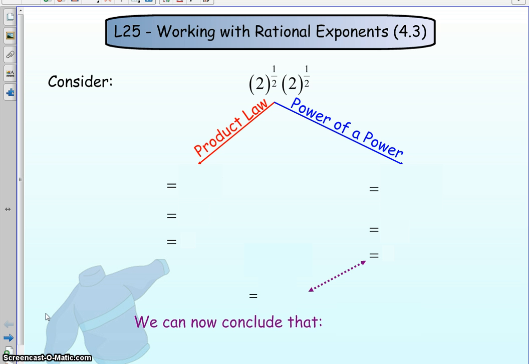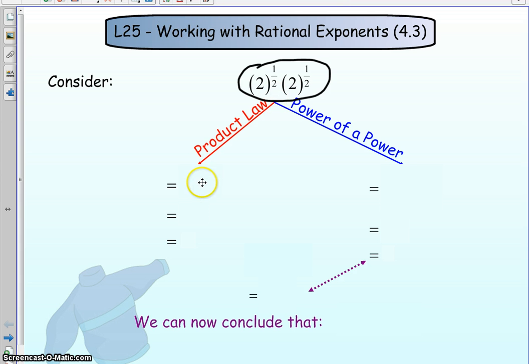But before we get into that, I just want you to consider, let's say we have 2 to the exponent of half times 2 to the exponent of half. And I want to take a look at this two different ways. So first off, let's take a look at it in terms of a product law. Right now we have two powers with the same base of 2, and the way we deal with the exponents is we would add them together.